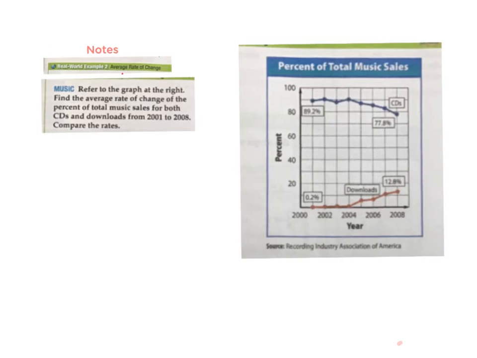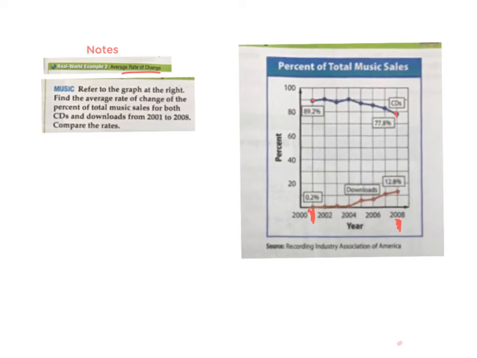Last problem of rate of change. Once again, the formula is still the same. Change of y over change of x. We just have to make sure we look at the right graph. So we want to know CDs and downloads. The blue line is our CDs. So from 2001 to 2008, so 2001 is this year right here, to 2008. So we're looking at from here to here. So we're looking at from this point to this point.